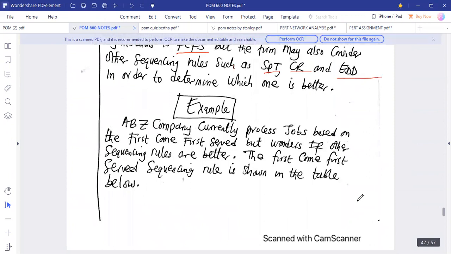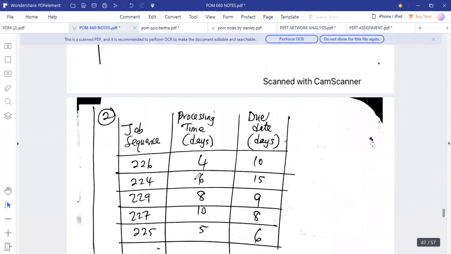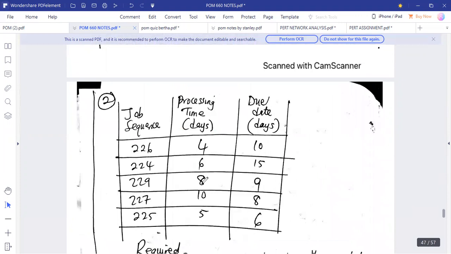Now, we can get to an example here where you say an ABZ company currently processes jobs based on the first come, first served, but wonders if the other sequencing rules are better. The first come, first served sequencing rule is shown in the table below. So we have these jobs. Okay, so we can get this concept of an example that we need to understand. And once you understand this one, as we look at any other question from any exam papers, it will not be that difficult to go for.